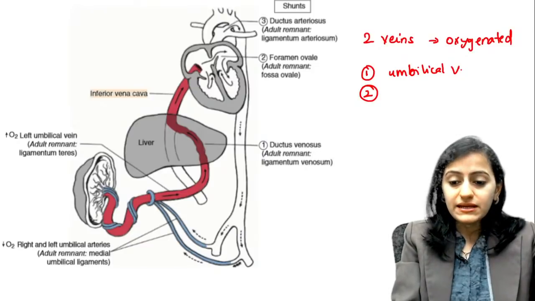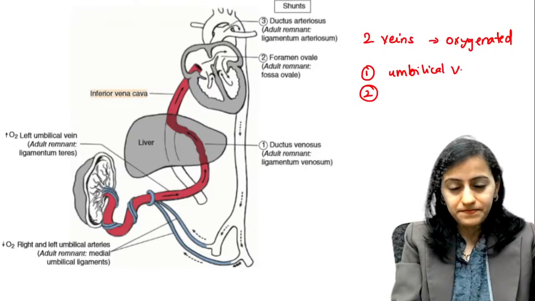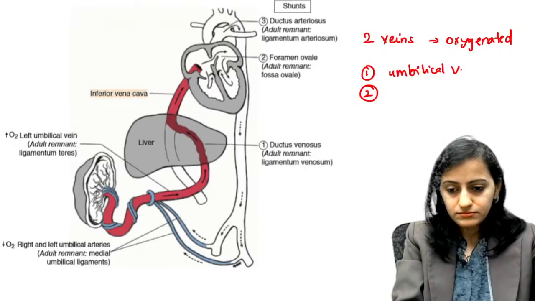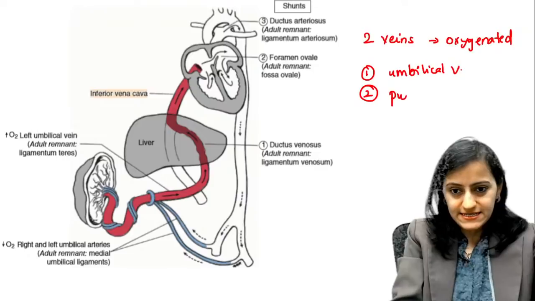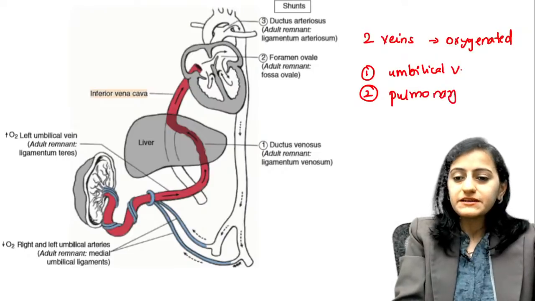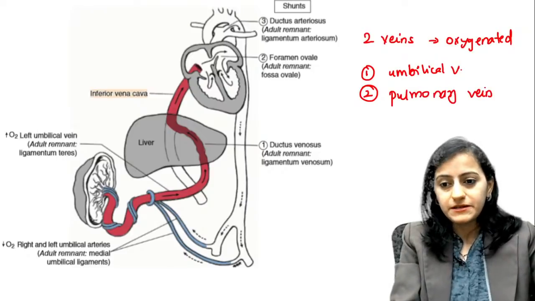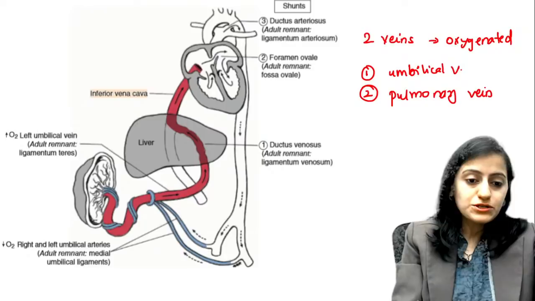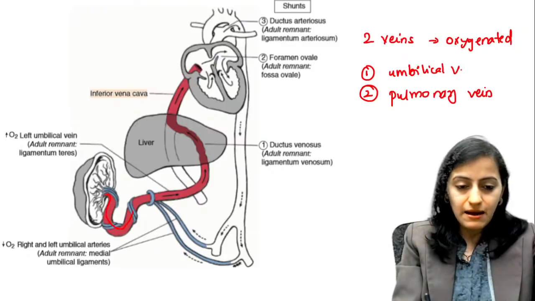One is umbilical and the second one is, yes, it is the pulmonary vein, right? It is the pulmonary vein. Now, what do we see here is you have the umbilical vein.